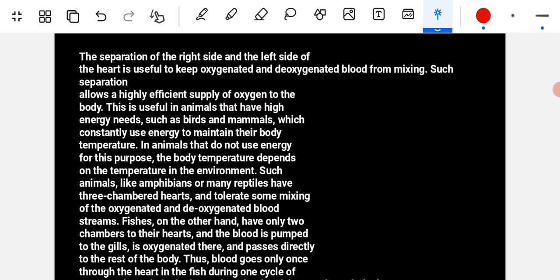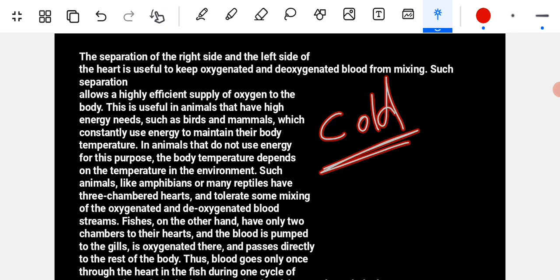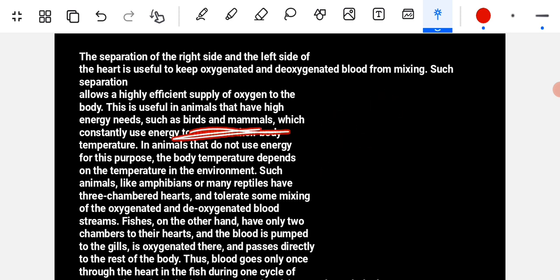Okay, we should know some of the things in vertebrates, that fishes and reptiles are cold blooded. They are cold blooded, and birds and mammals are warm blooded.